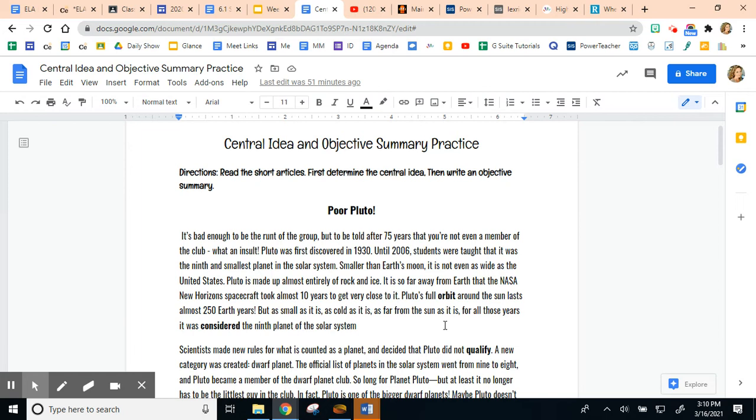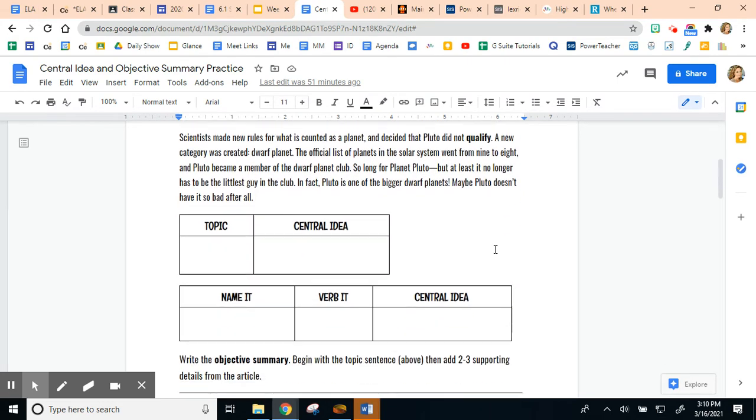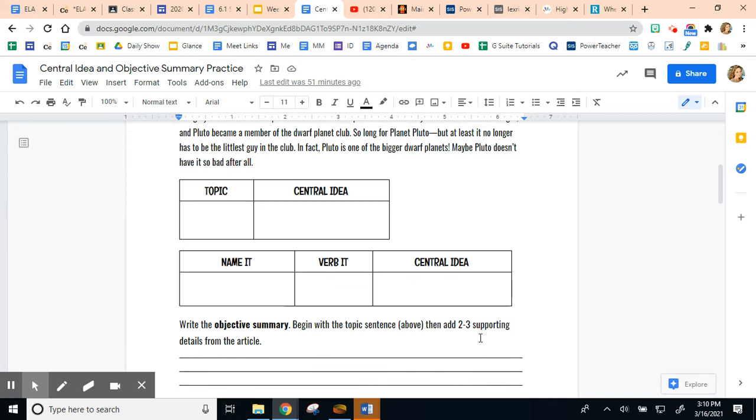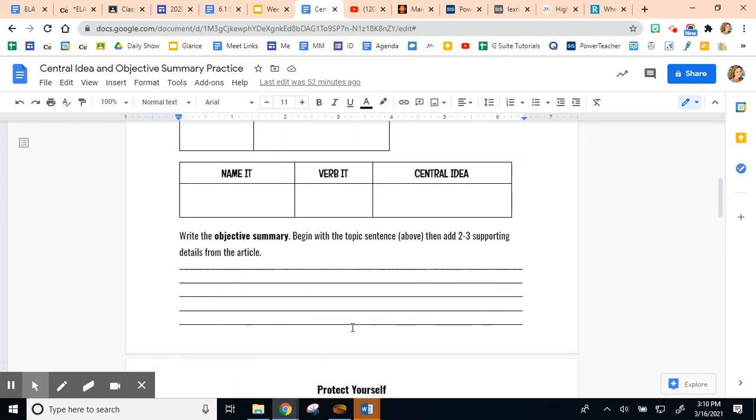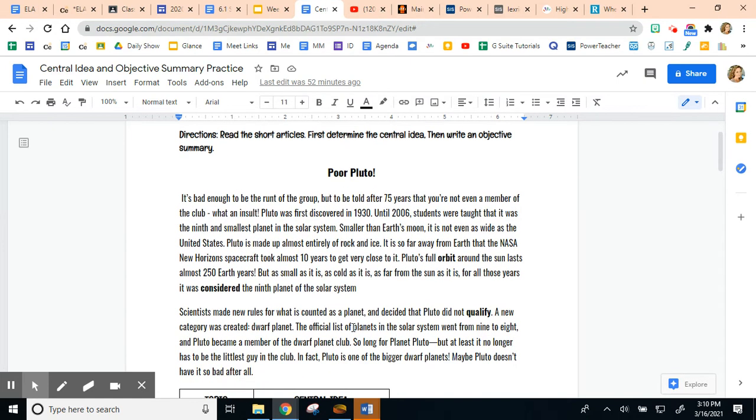So we're just going to do the same thing. We're going to read the article. We're going to come up with our central idea. And then we are going to, I'll scroll down so we can see this together. And then we're going to write the topic sentence. We're going to name it, verb it, and then put in the central idea. And then we're going to write the objective summary by adding 2 to 3 details from the article. Okay? So this article is titled Poor Pluto.